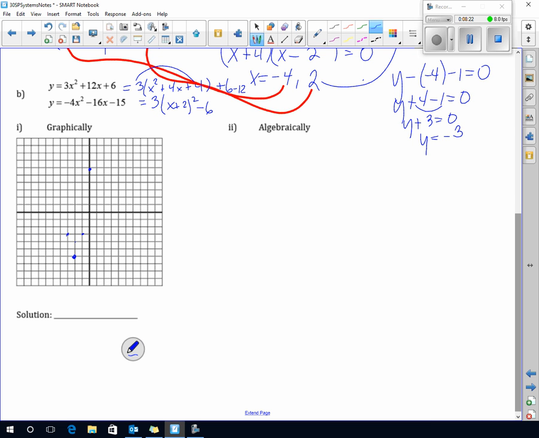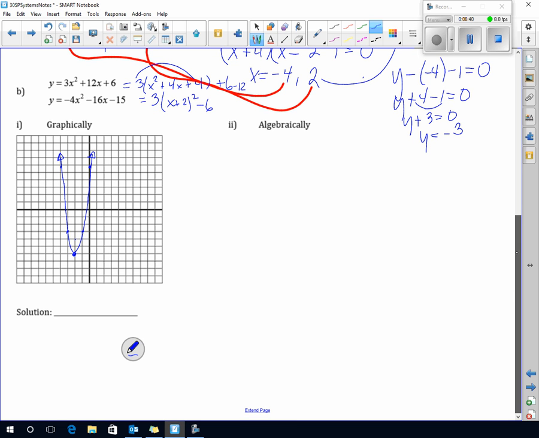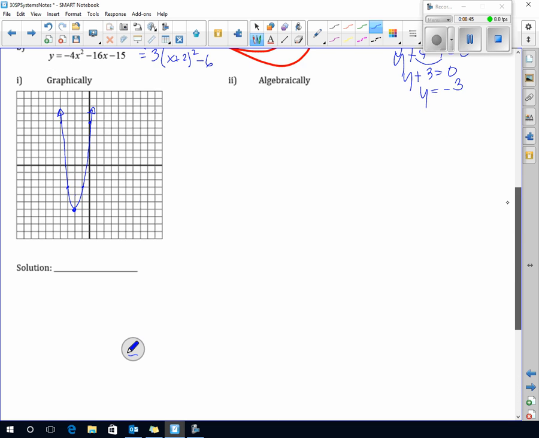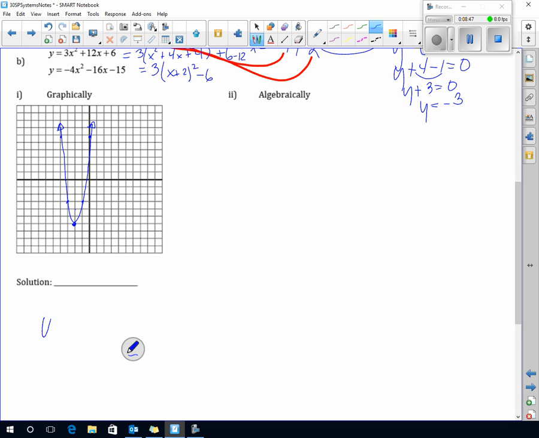Oh, I don't have a lot of room here. So let's do it over here. Sure. I'll do it underneath the solution. Y equals -4. I'm going to factor out the -4. What am I left with? X squared plus 4x, leave a space, minus 15. So we're going to take half of 4, which is 2, and I'm going to square it, which is 4.